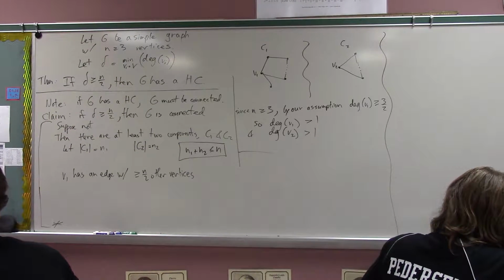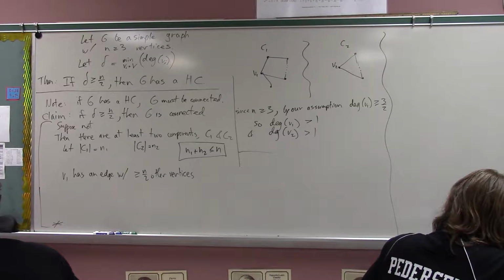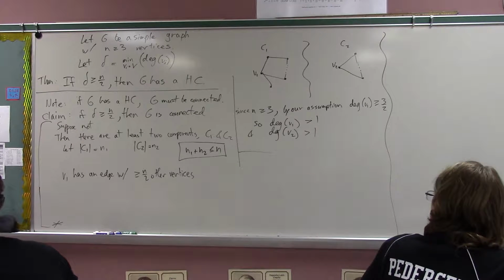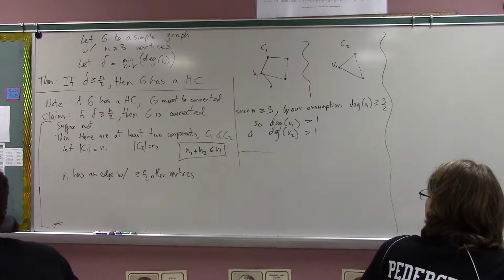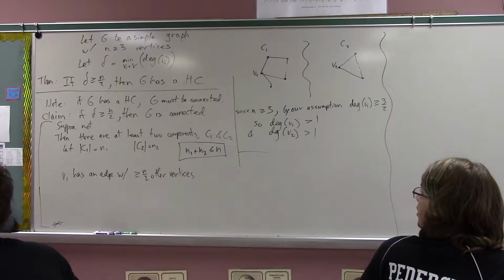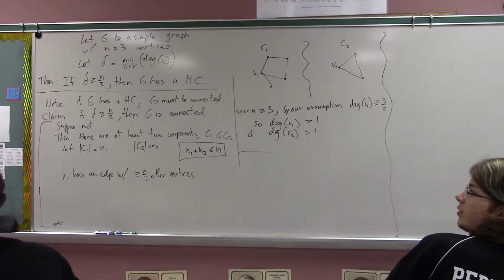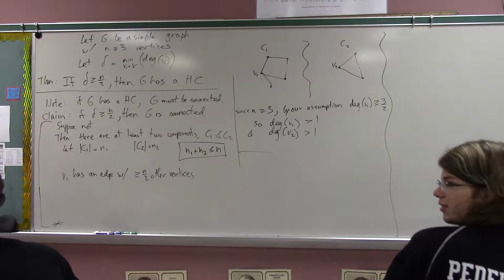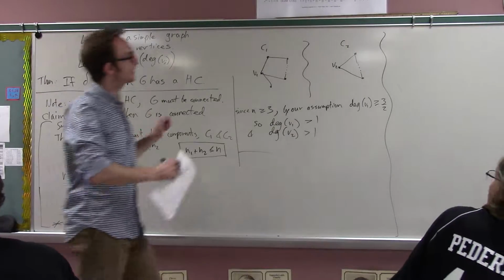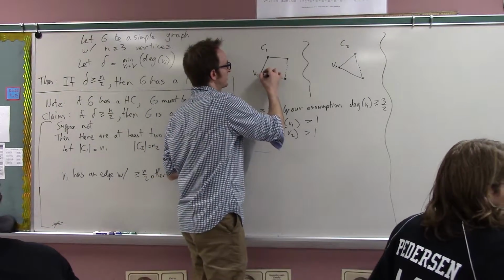Didn't you just say that the degree of V1 is greater than 1 and the degree of V2 is greater than 1? Yes. And that they're in separate components? Yes. So V1 is connected to 2 things and V2 is connected to 2 things. And why is V1 connected to 2 things? Because the degree is greater than 1. Could be more than that, right? Yeah, at least 2 things. True. Okay, so you're saying good things. I shouldn't be blowing you off.